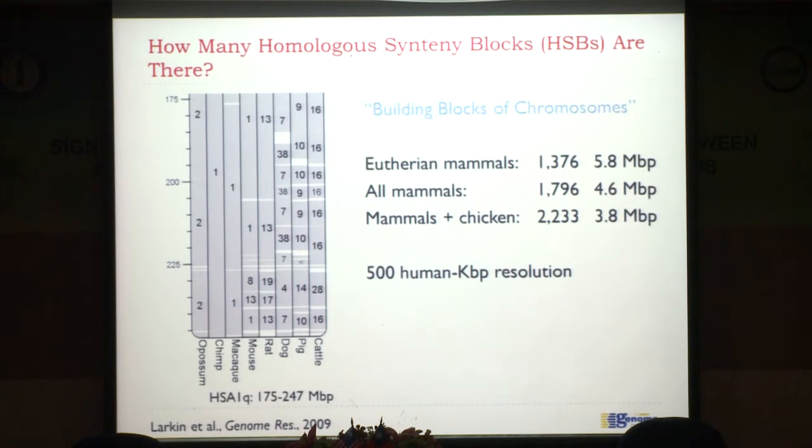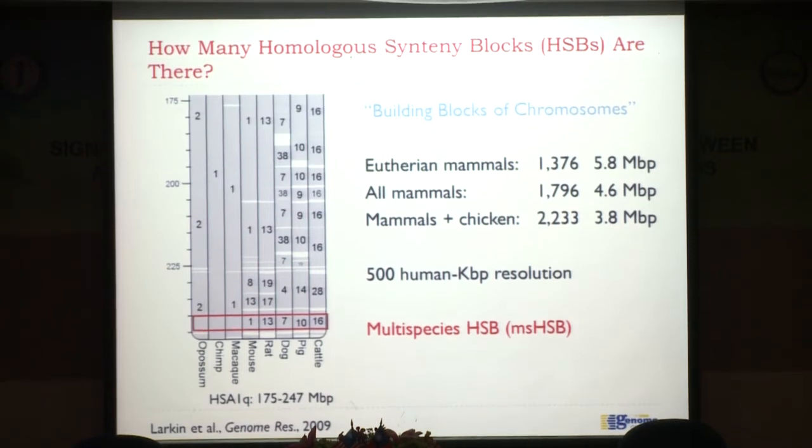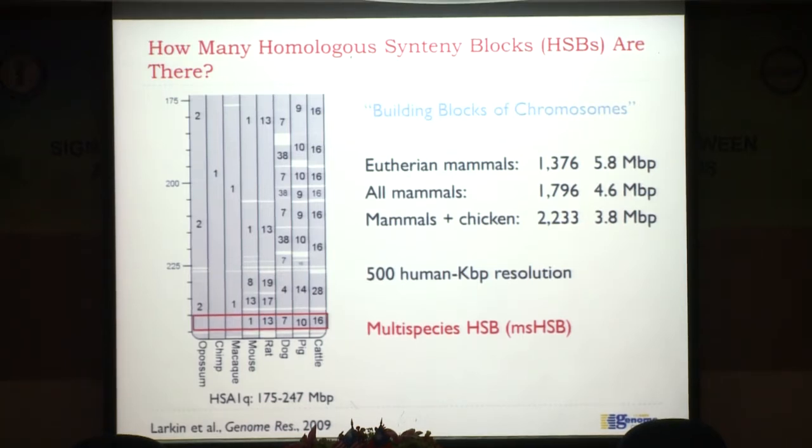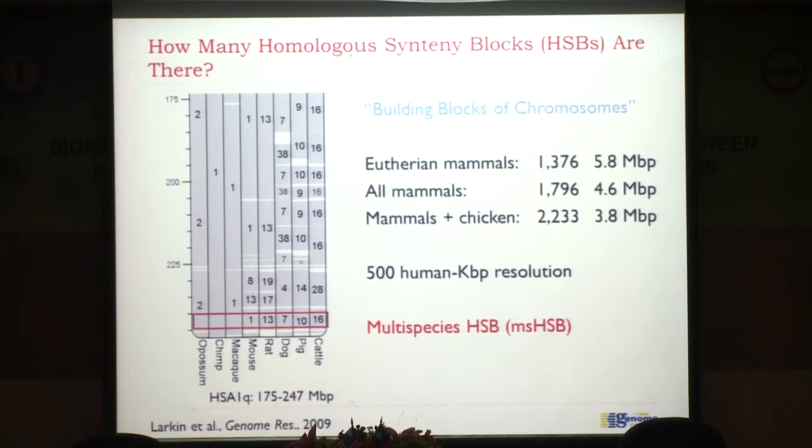But within these blocks, as we show here, here is a block, for example, that we would label a multi-species homologous synteny block. Here is a block of about 5 million bases that is conserved all the way from the opossum through to cattle and human genomes. Uninterrupted synteny of about 50 or 60 genes. So these blocks, then, we could say, represent the building blocks of all chromosomes. And there are certain blocks that we see that are uninterrupted over very, very long evolutionary time periods.